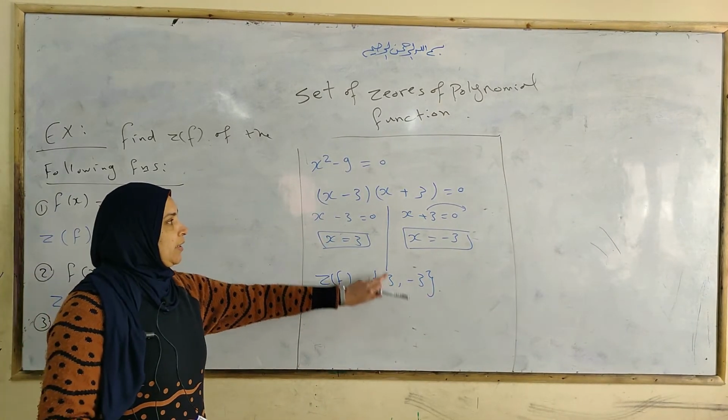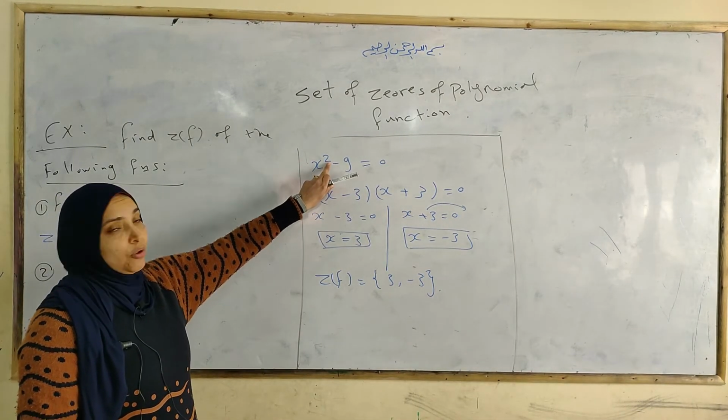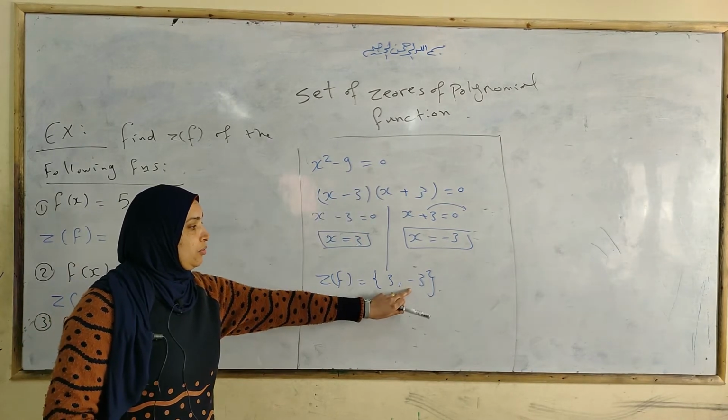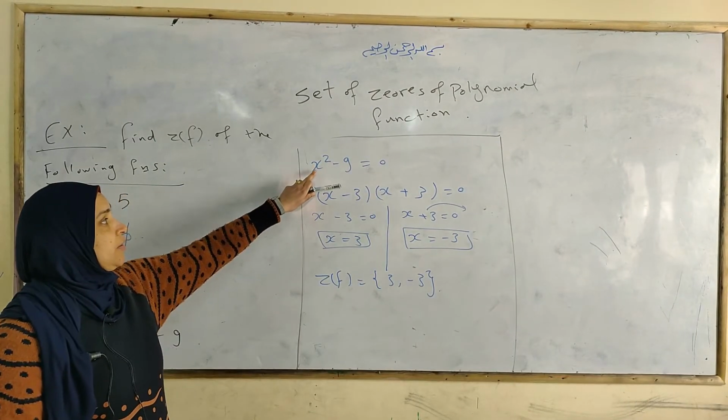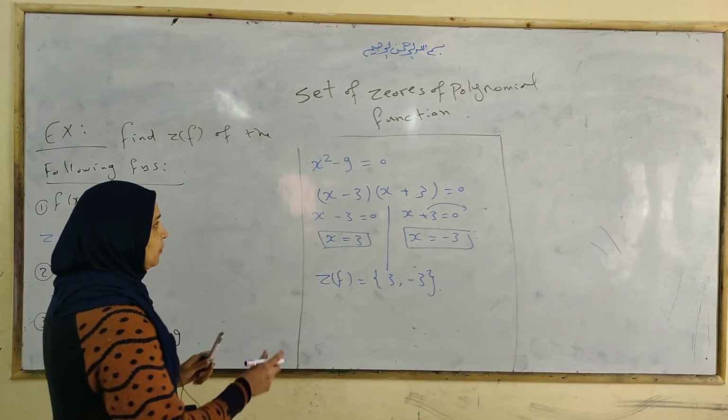If you put x equals 3 in this function, 3 power 2 equals 9, 9 minus 9 equals 0. Also negative 3. Negative 3 power 2 equals 9, 9 minus 9 equals 0.